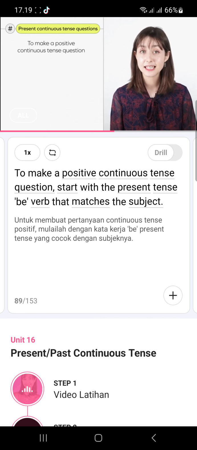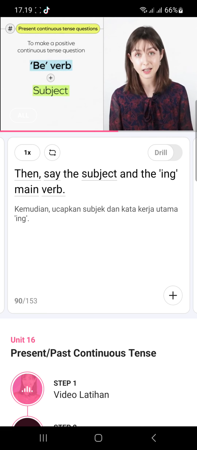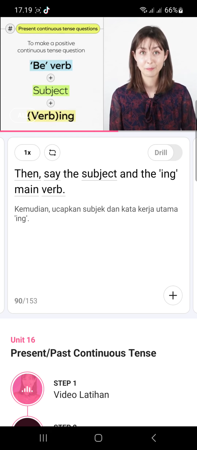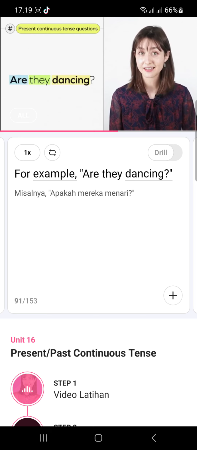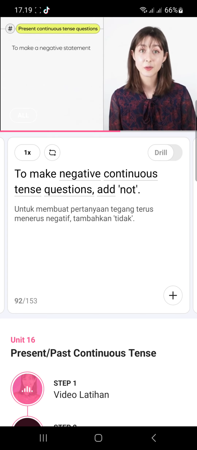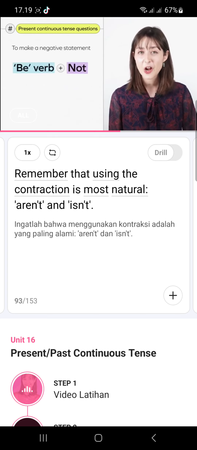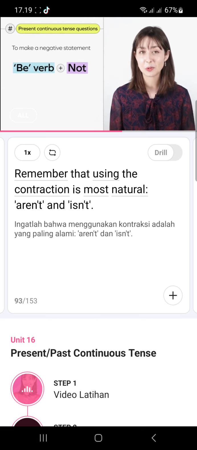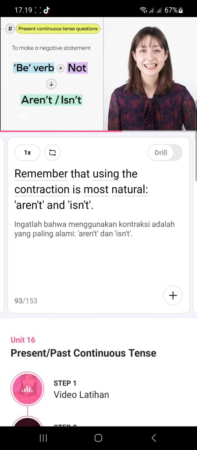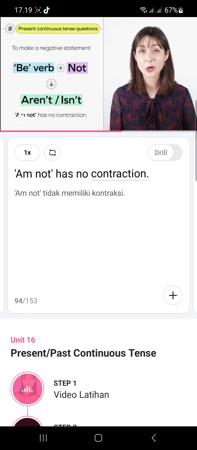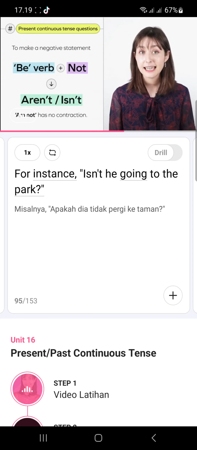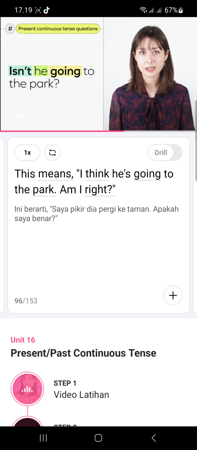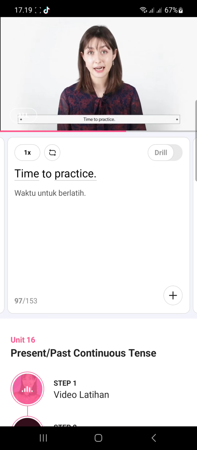To make a positive continuous tense question, start with the present tense be verb that matches the subject. Then say the subject and the ing main verb. For example, are they dancing? To make negative continuous tense questions, add not. Remember that using the contraction is most natural. Aren't and isn't. Am not has no contraction. For instance, isn't he going to the park? This means, I think he's going to the park. Am I right?